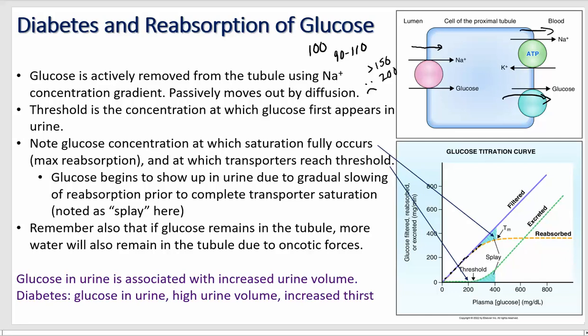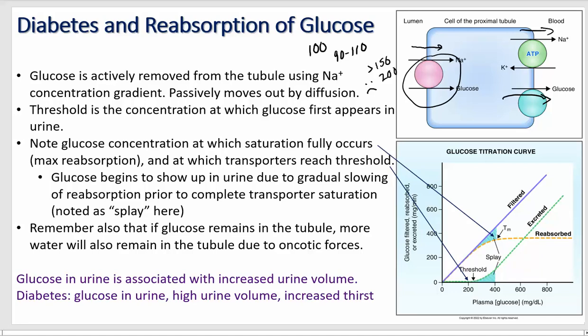Plasma glucose gets up to a concentration of about 200, and suddenly we can't reabsorb it anymore. And when it gets up to around 400, there is no reabsorption. That's it. We've saturated our transporters. They're working as hard as they can. They're all working. And so what tends to happen is this graph points out something else.